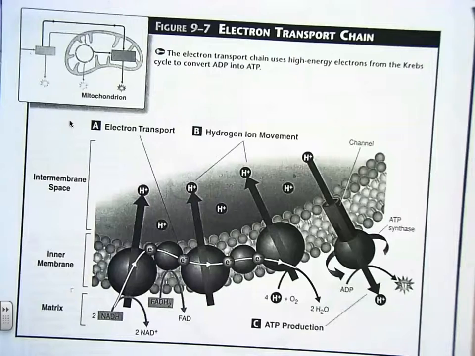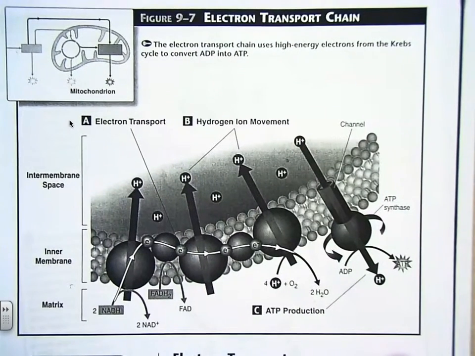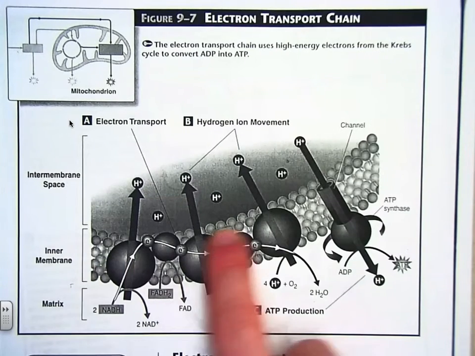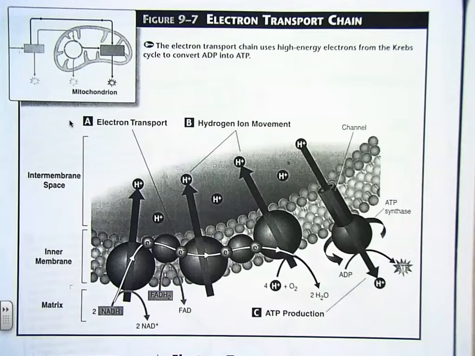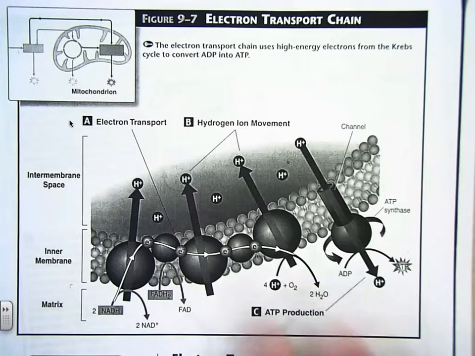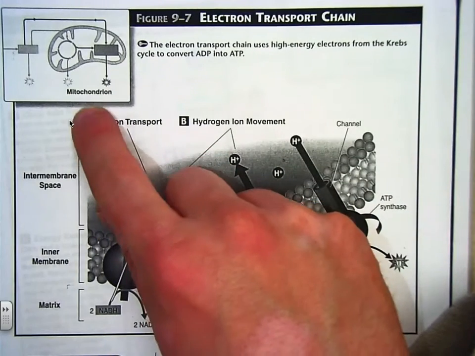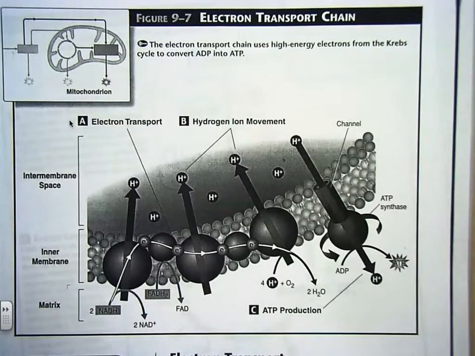We're on page 228. Let's check out this awesome picture. Doesn't this look familiar? This looks like the electron transport chain from photosynthesis, which happened in the chloroplast. This time though, we're in the mitochondrion, which is not the chloroplast.